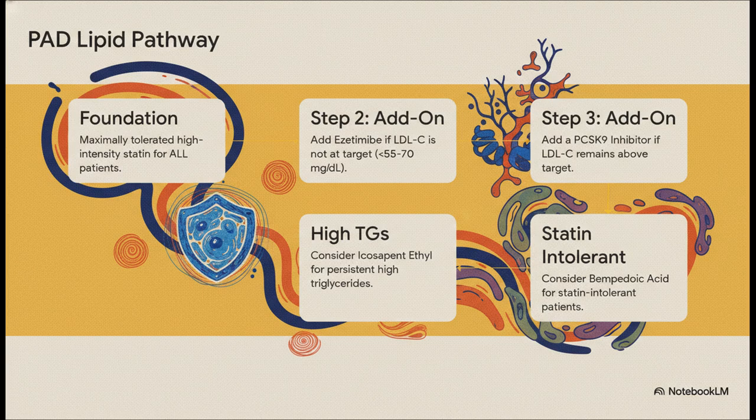Still not there? Step 3, bring in the big guns, a PCSK9 inhibitor like evolocumab or alirocumab. What about statin-intolerant patients? That's where bempedoic acid comes in at step 4. And finally, if triglycerides are still a problem, step 5 is to consider icosapent ethyl. It's just a logical, evidence-backed ladder of escalation.